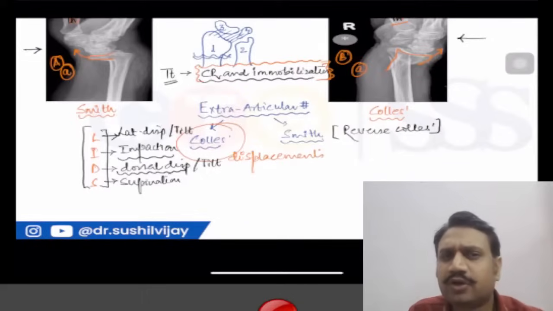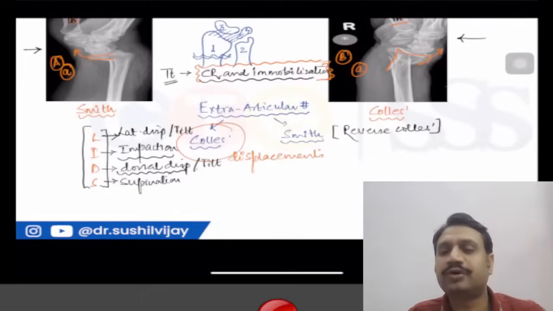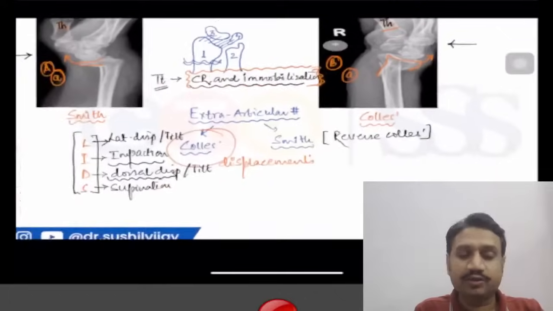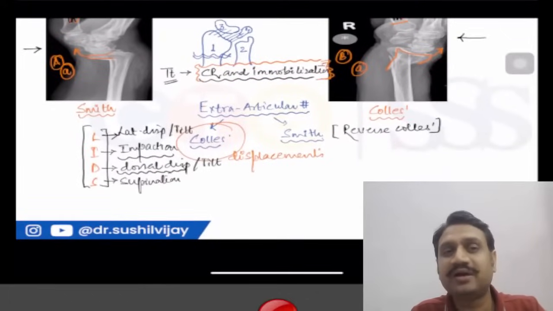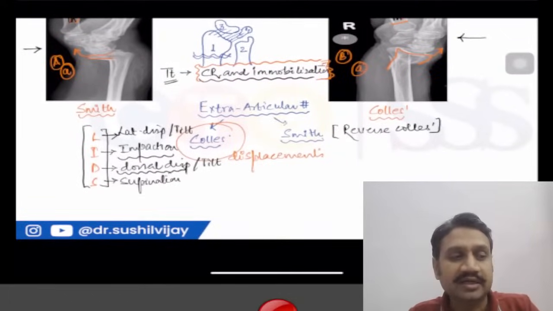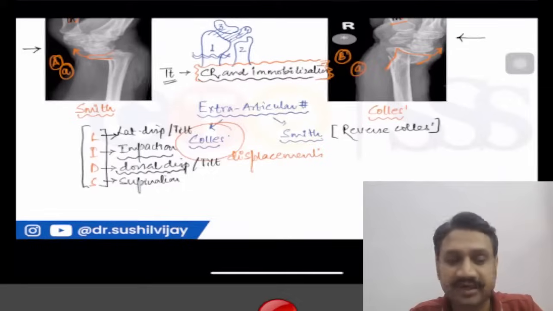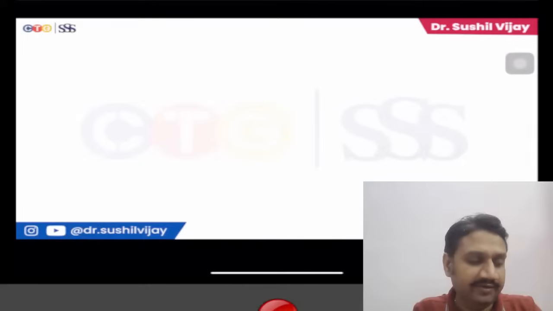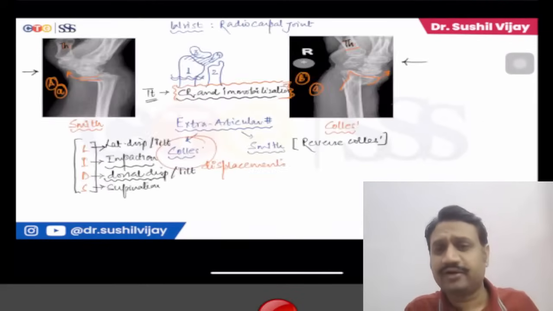Sarita, for Colles and Smith, ORIF? No, you are mistaken then. ORIF is not required for Colles or Smith. Open reduction, why would you require open reduction? It is not a joint area. It is not a dislocated one, right? For this, okay, I'll just clarify this point.